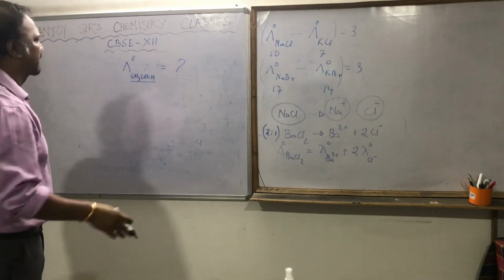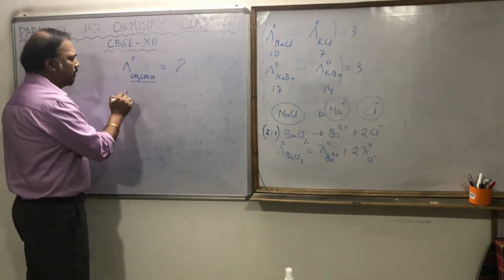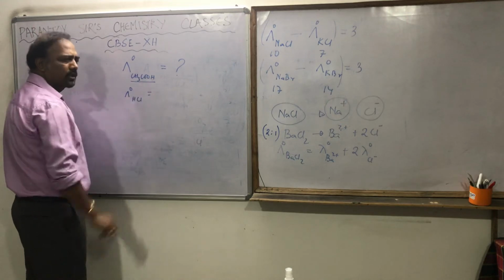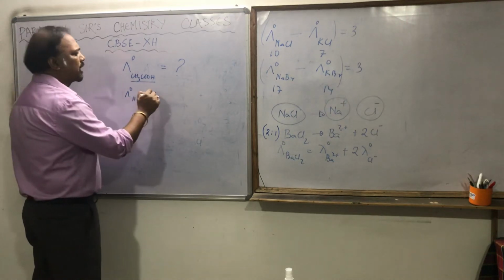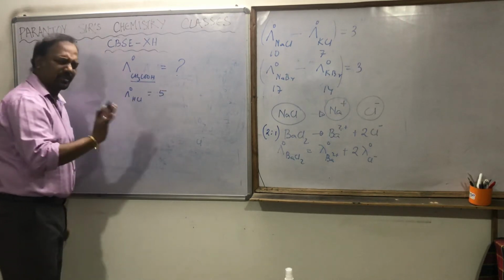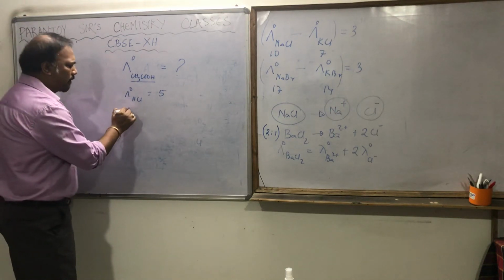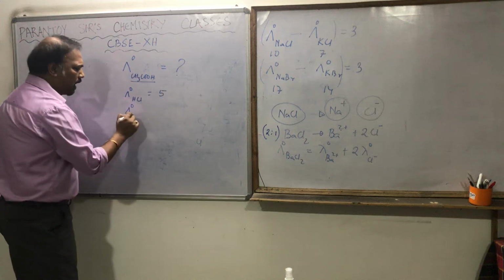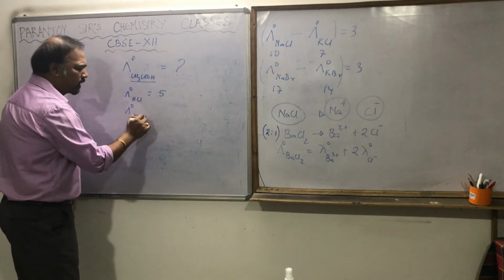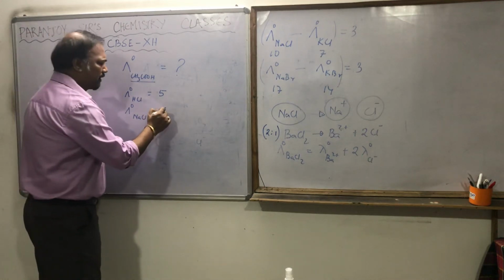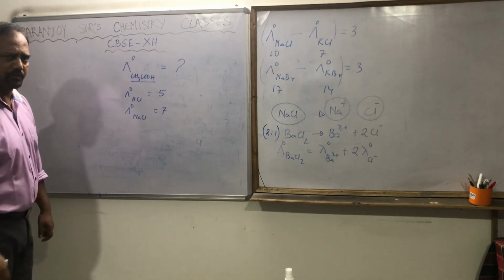But can we get the value of lambda 0 for HCl, because it's a strong electrolyte? Suppose lambda 0 for HCl is 5. Can we get the value of lambda 0 for NaCl? That is also a strong electrolyte. Yes, we can get this value also. Suppose that is equal to 7.